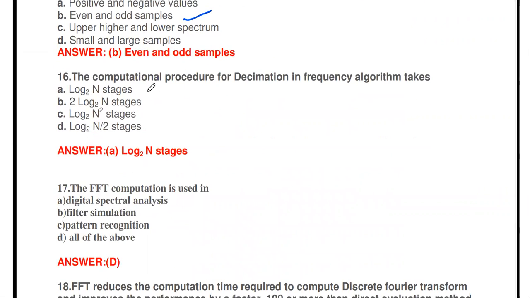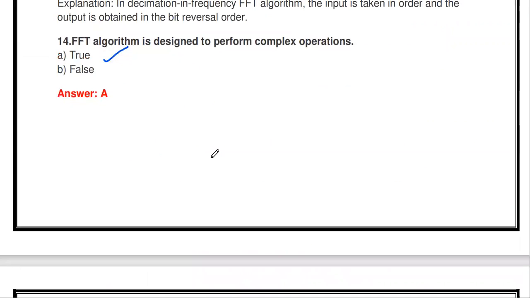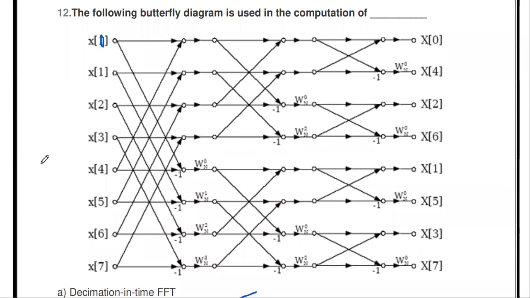Okay, then the computational procedure for decimation in frequency algorithm takes how many stages? Okay, so you see, this is the 8-point butterfly diagram. So in the 8-point butterfly diagram, in order to get the 8-point DFT output, how many stages are we using?